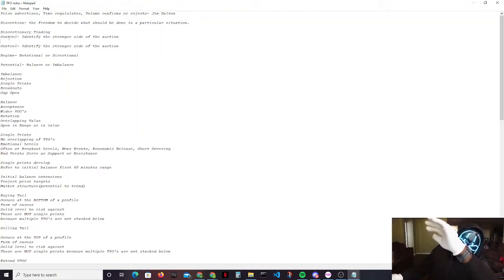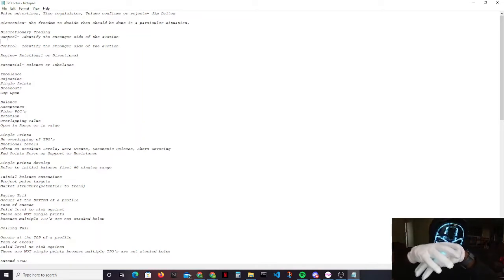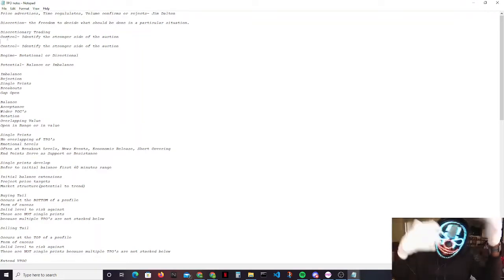I'm gonna go over all these. I'm just gonna read this over, but it's better if I show this with an actual chart, because if I just read this, like, okay, what is this? If you don't know, you don't really know a lot about this already. So discretionary trading. Control: identify the stronger side of the action. The regime: rotational or directional. Potential: balance or imbalance.